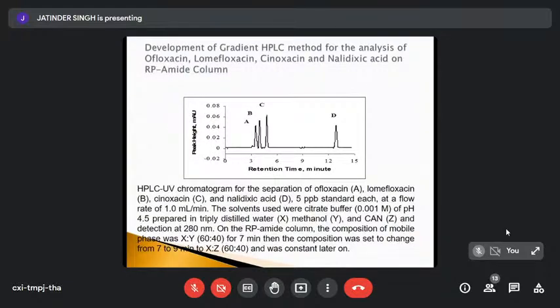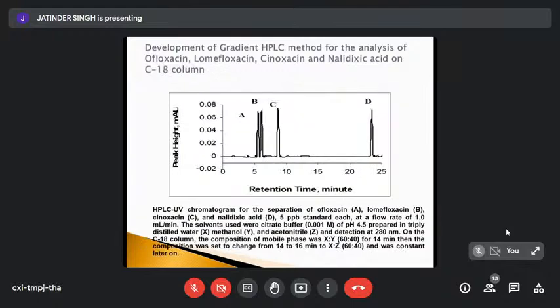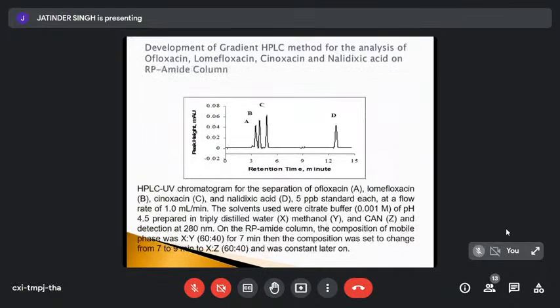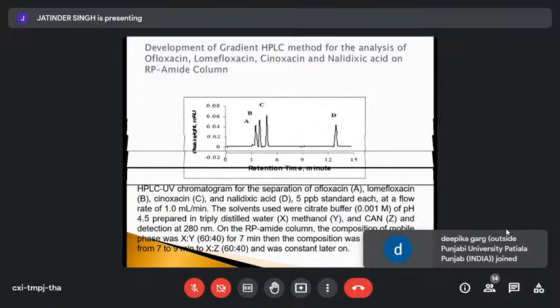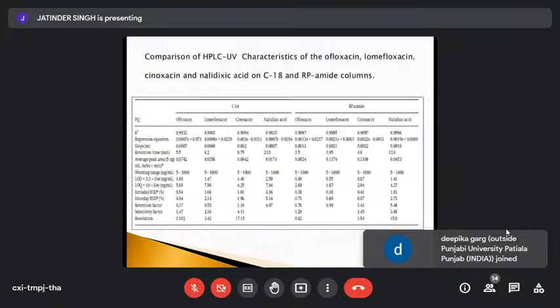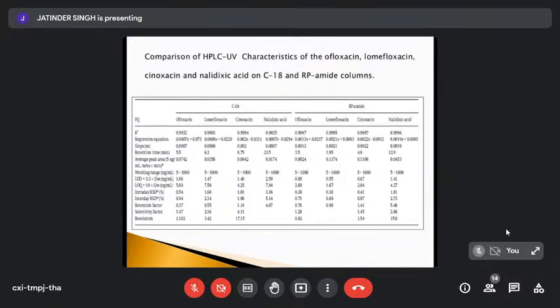Similarly, we have applied gradient HPLC, and then you can see these fluoroquinolones, which were here not so well resolved, not so well separated, get very well separated, and you can analyze them very easily. So these are the analytical parameters, and if anyone needs, we can provide them.